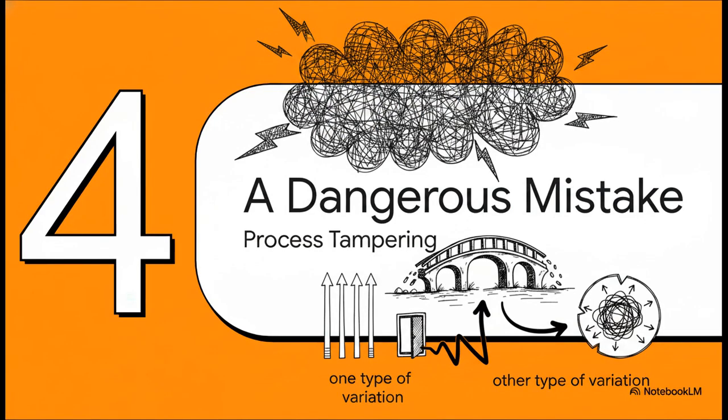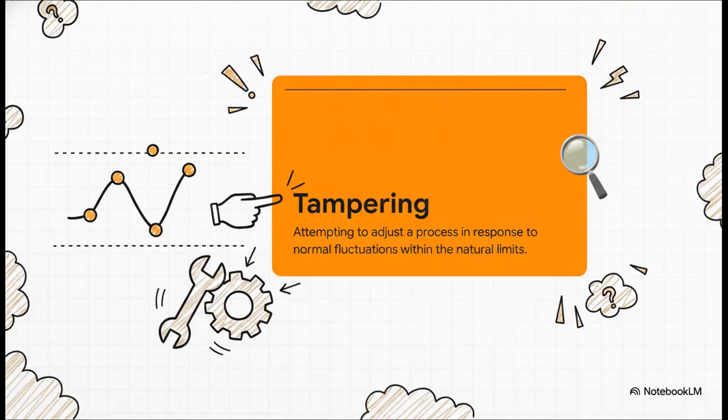Okay, this next point is absolutely crucial because it brings us to a really common and really dangerous mistake. Seriously, it's a trap that so many people fall into when they don't get the difference between the two types of variation. This mistake has a name. It's called tampering. And here's what it looks like. You see a normal little fluctuation in your process. A data point is a little high, the next is a little low, but it's still safely inside the control limits, and you feel like you have to do something. You react. You jump in and start tweaking knobs and making adjustments to fix it.